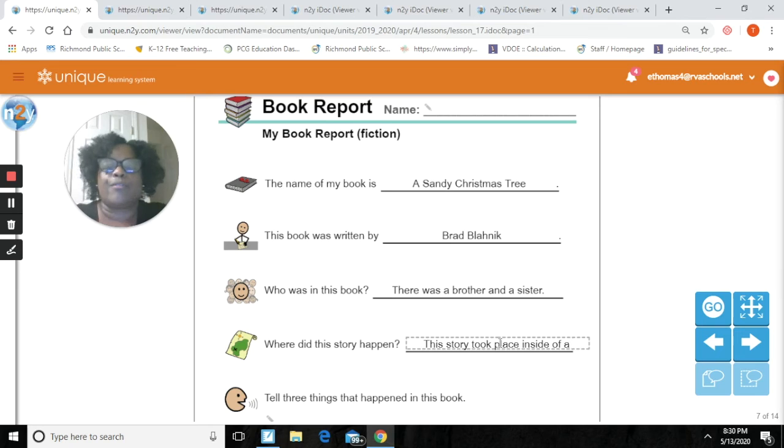Okay, it won't let us go any further, but we can just put some words, inside a house and outside a house. But when you write your book report, you're going to have the space to write your entire sentence, and that's what I want you to do. I don't want you to just put words on a paper. I want you to write out the entire sentence, okay? All right.